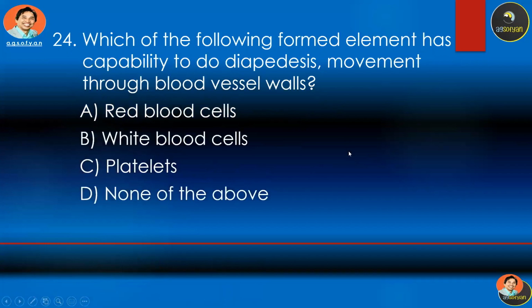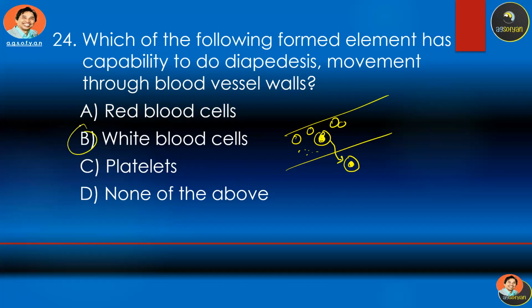Which of the following form elements has the capability to do diapedesis, movement through the blood vessel wall? A, B, C, or D? Okay. You see the blood vessel has red blood cells, then white blood cells, and platelets. White blood cells have the ability to move out from the blood vessel to the injury area to kill or to remove bacteria. So the answer will be the white blood cell.